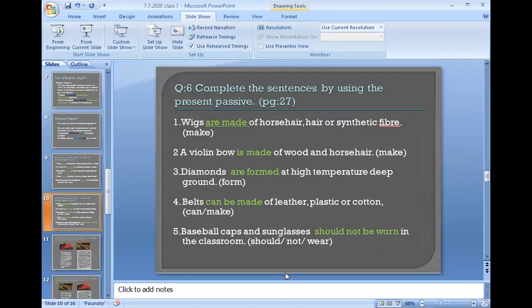Wigs are made of horsehair, hair or synthetic fiber. Second, a violin bow is made of wood and horsehair. Third, diamonds are formed at high temperature, deep ground. Fourth, belts can be made of leather, plastic or cotton. Last, baseball caps and sunglasses should not be worn in the class. After should not, we are going to write be.